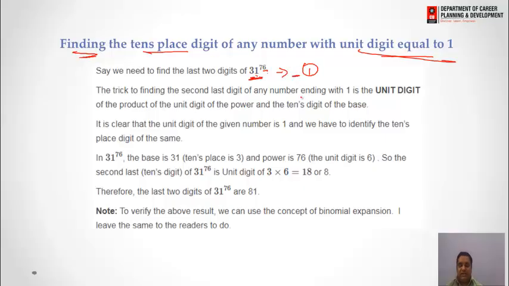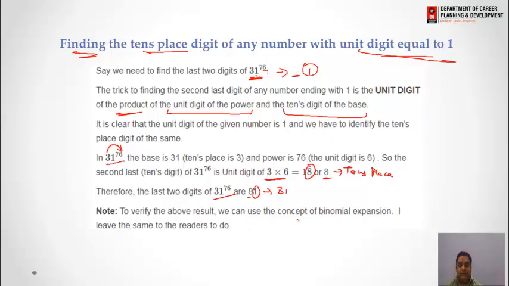It means to find the last two digits, we just need to find the tens place digit, and that can be found by just taking the product of the unit digit of the power with the tens place of the base. Like as we need to find 31 power 76, so 3 into 6, that is 18. 3 into 6 is 18. So 18 has unit digit 8, which is considered as the tens place value for 31 power 76, that is 8. And it always has 1 as a unit digit, so the last two digits are 81.